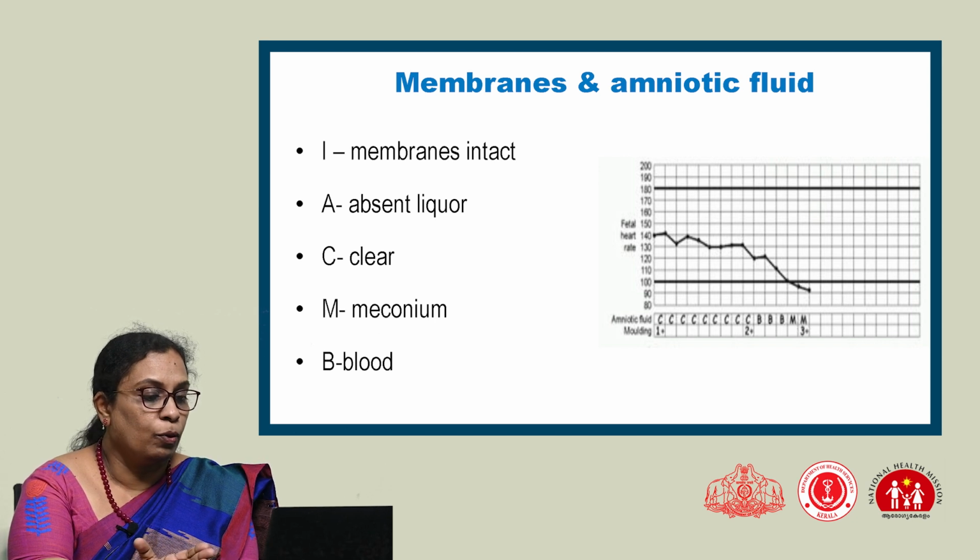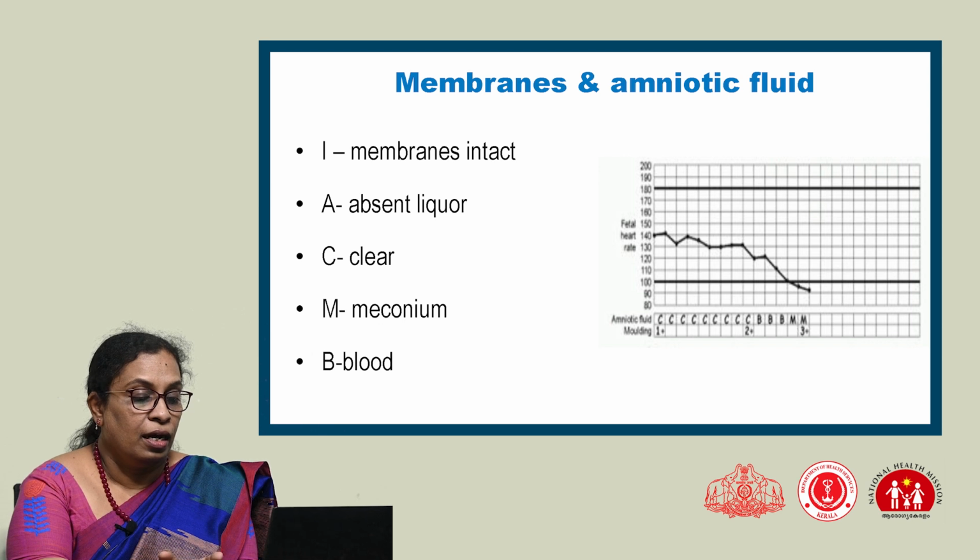See, you can see the plotting there. Fetal heart rate is monitored from 140, and every half an hour it's plotted. It's coming finally to 90. At the time when it reaches 90, it is meconium stained, it's written as M. You can see the amniotic fluid column, it's written as M.